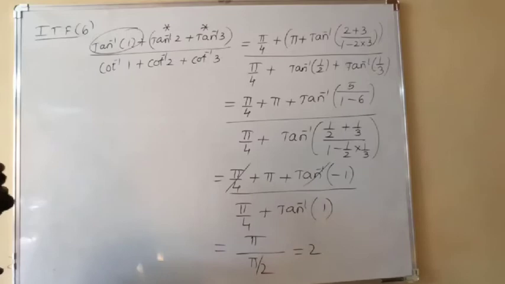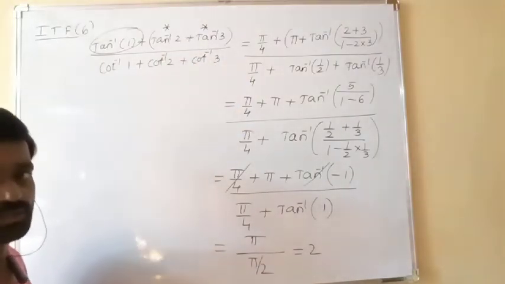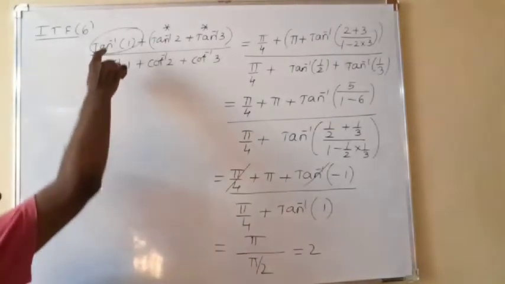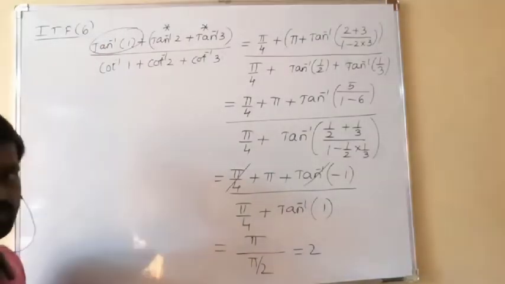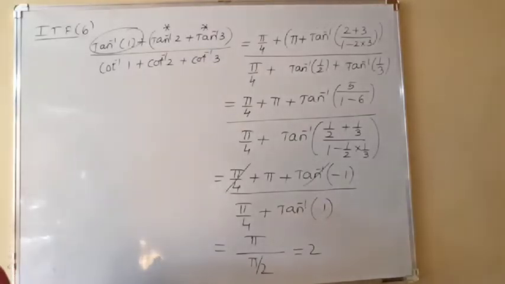And more importantly, if tan inverse 2 and tan inverse 3 are two angles of a triangle, the third angle of the triangle becomes tan inverse 1. That means tan inverse 1, tan inverse 2, tan inverse 3, we can take these three as the interior angles of a triangle.